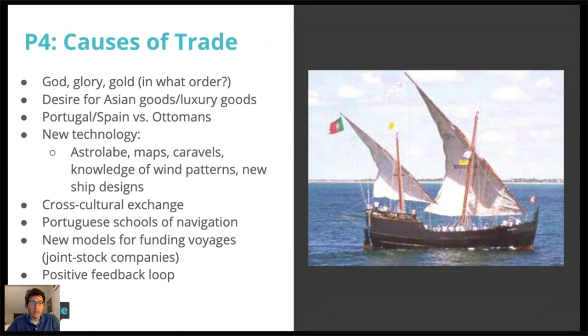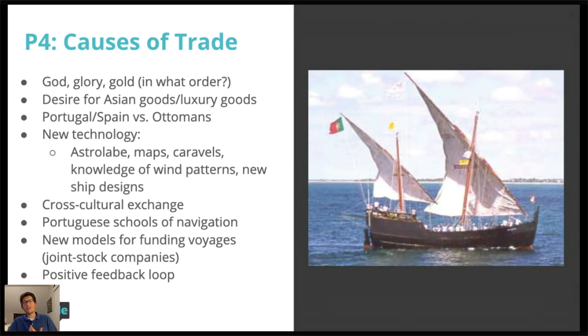Other causes of trade, right? Time period 3. Think about how time period 3 leads to time period 4. Those cross-cultural exchanges of time period 3 have Europeans especially thinking, well, what else is out there, right? What other exchanges are out there? Portugal is a leader in this navigation. They open up schools for navigation.